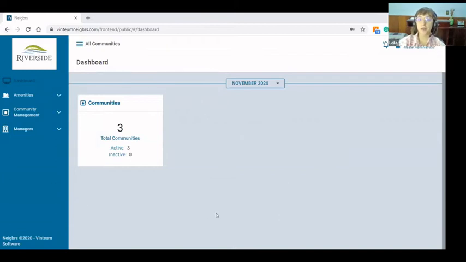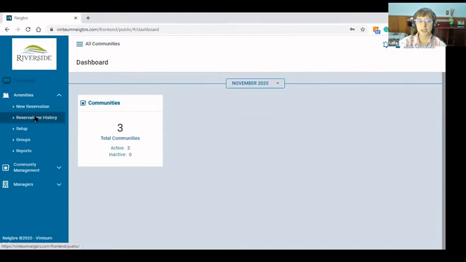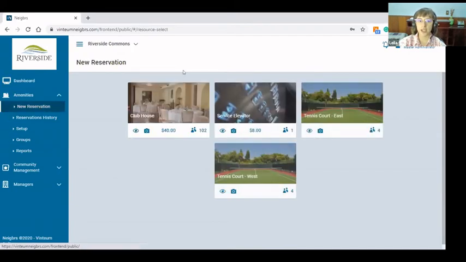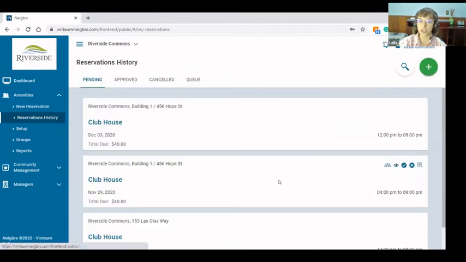So you can see this is the same community. As I'm logged in as a master administrator, it means I have full access. So that means I can see a couple more tabs here. I'm going to go into amenities. And again, I just have a few more options. So like residents, I can also place a reservation and I can see all of our amenities here. I can also see the history of reservations.